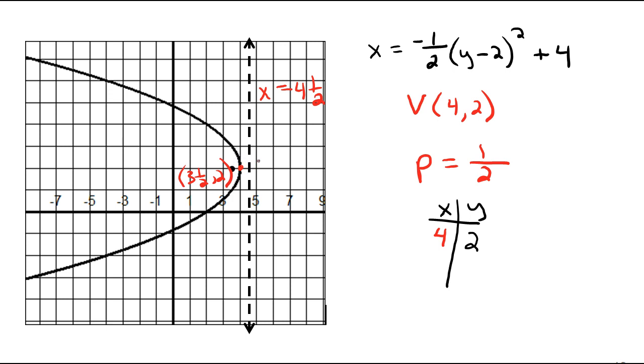So let's take something else that's relatively easy. Notice I don't have any points over here. So let's pick something like negative 2. If I put negative 2 in for y, negative 2 minus 2 is negative 4, squared is 16, times negative 1/2 is negative 8, plus 4 is negative 4. So I have the point (negative 4, negative 2).